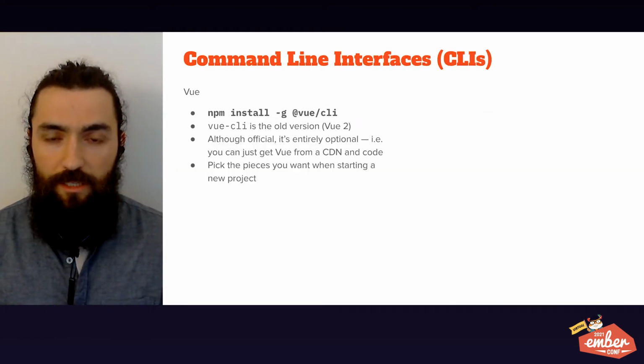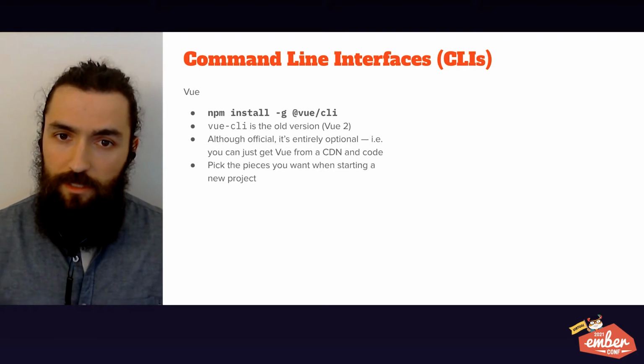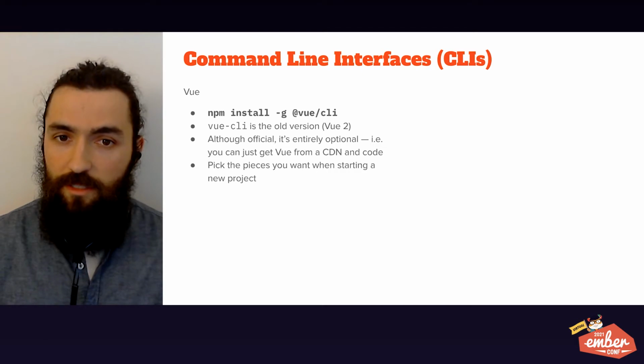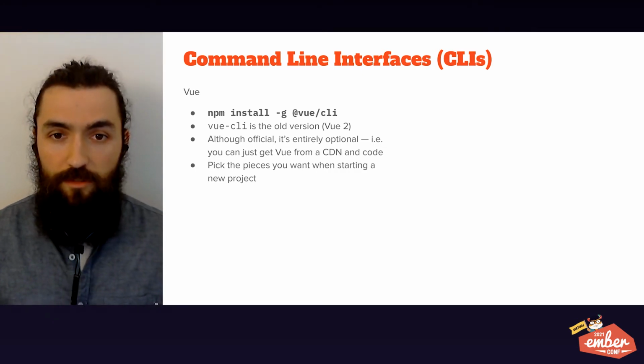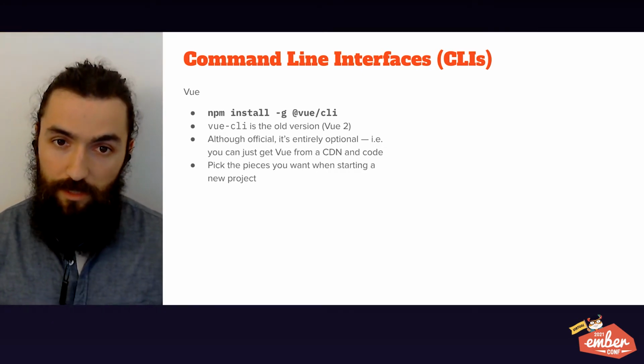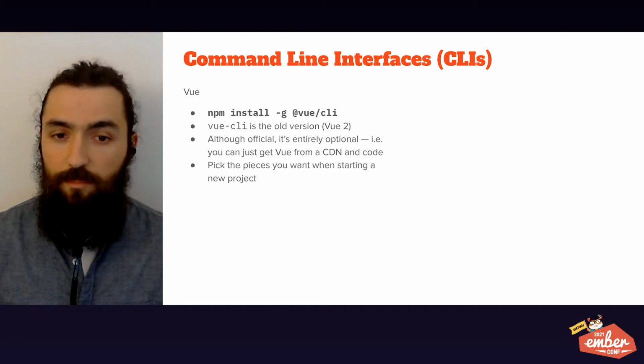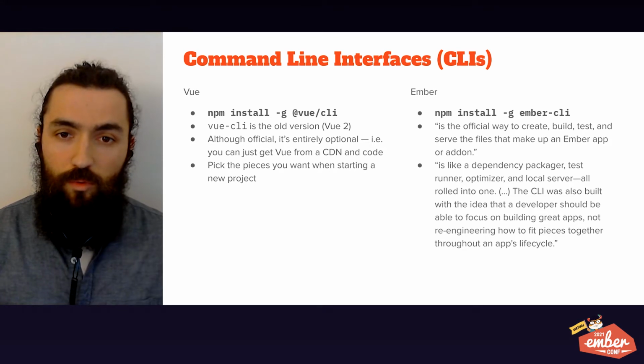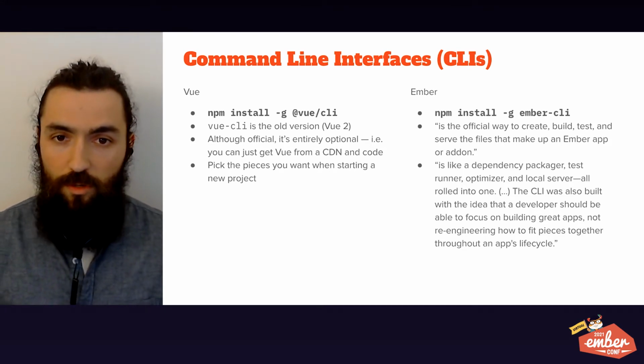Let's start with our command line interfaces, or CLIs. These are tools you run in a terminal and allow you to create projects, add extensions, run tasks, etc. Vue CLI is official but entirely optional, in line with its philosophy. You adopt it if it adds something to your use case. Ember CLI is a bit more ubiquitous, used by pretty much the whole community.